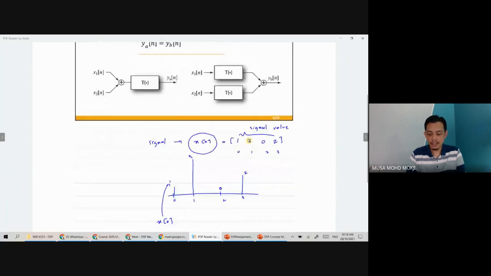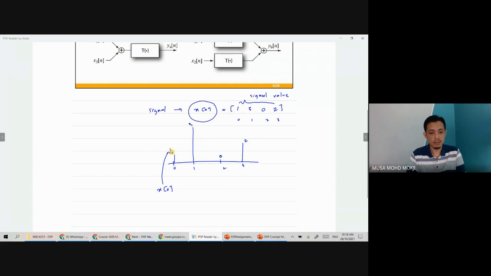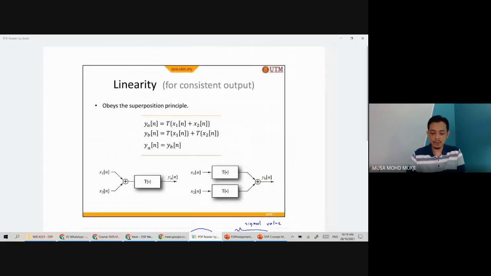So linearity is checking on the signal value. This one is what we call x0, this whole thing in the circle is the signal value. This is x1, this is x2, and this is x3. And when we look at the index, this is index 0, index 1, index 2, index 3. So we have seen how to test linearity.